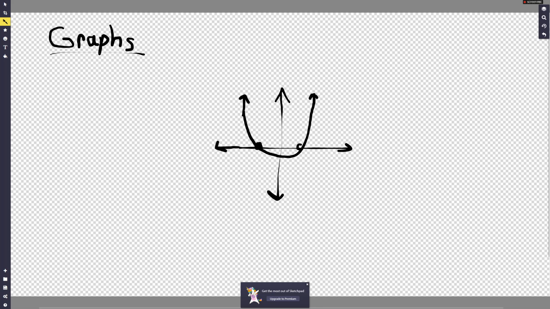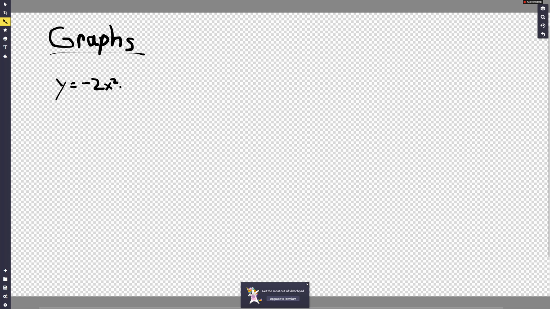Okay. So now we're going to learn how to find the zeros of any graph. And how you find the zero is you basically just set y equal to 0 and you solve for x. So let's do an example. Let's do y is equal to negative 2x squared plus 8. Okay, so we set y equal to 0, first step, and from there we just do simple algebra.